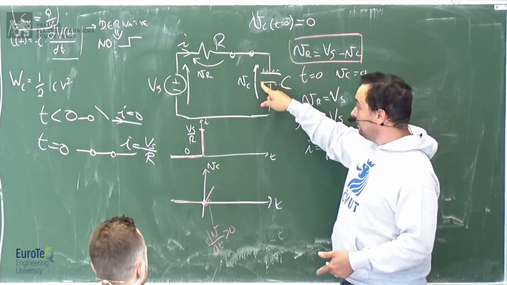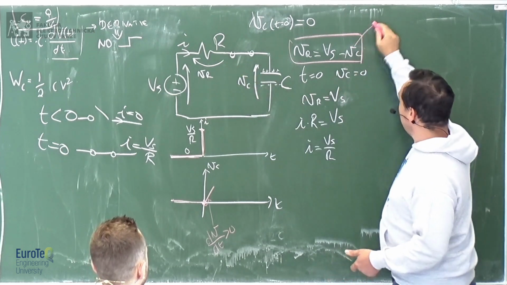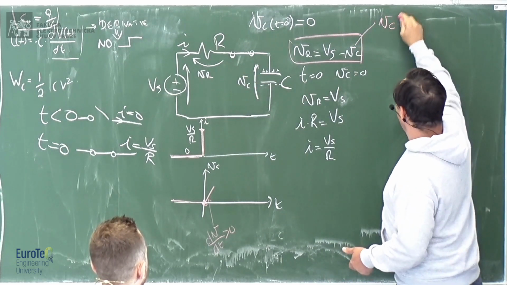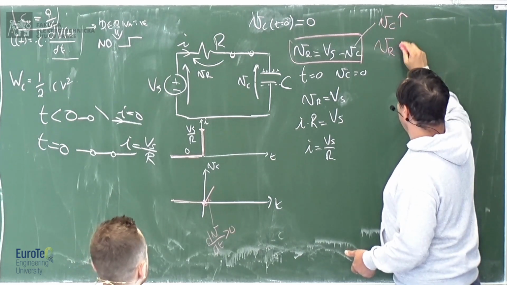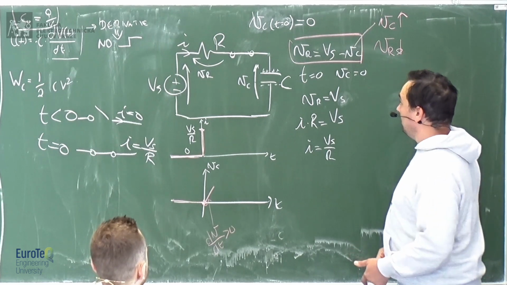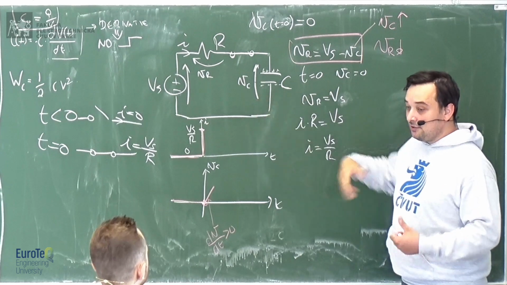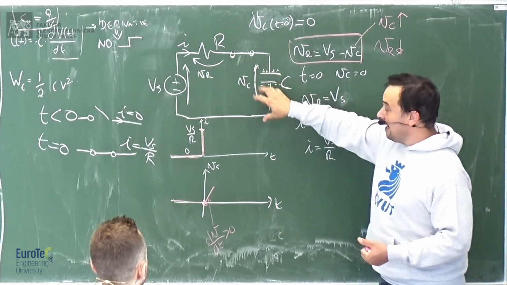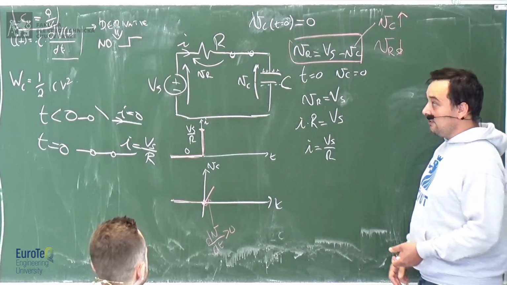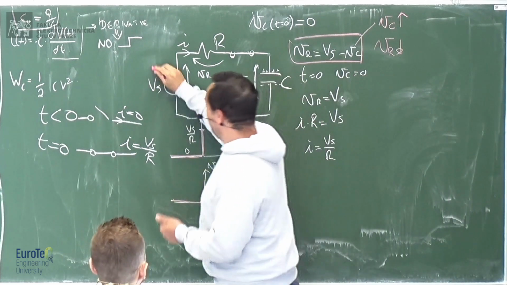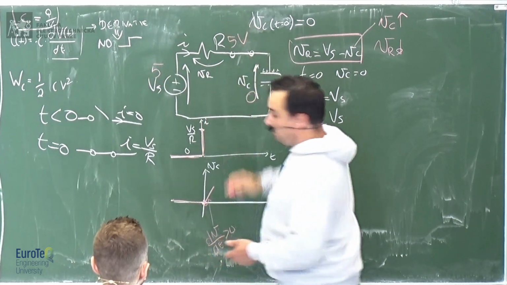So if this voltage increases, you have less VR. Let's say that this one goes up, it means that VR goes down, because as the voltage on the capacitor increases, it eats up the voltage available for the resistor. If you have 5 volts here and 0 volts there, all the 5 volts will be across the resistor.